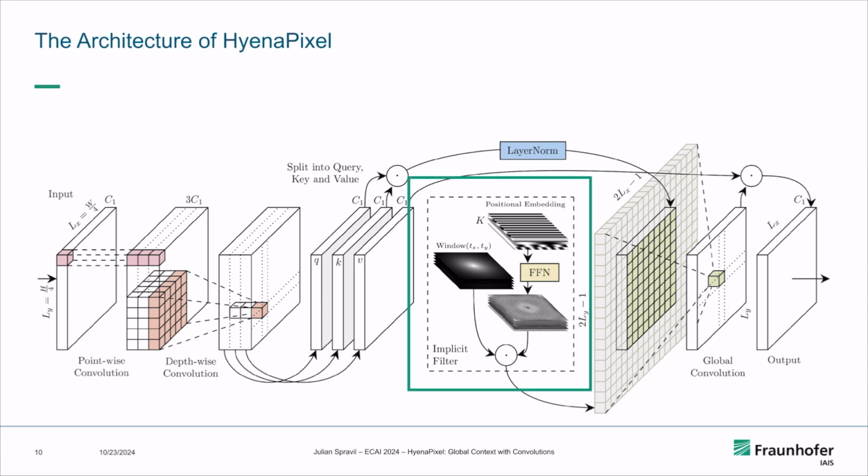We create our filter by starting with a position encoding and a feed-forward network, and we combine the result of that with the window function that also has the highest value at the center and an exponential drop-off to the corners.